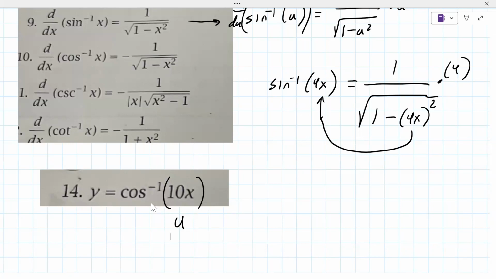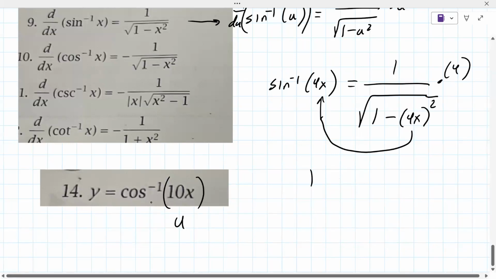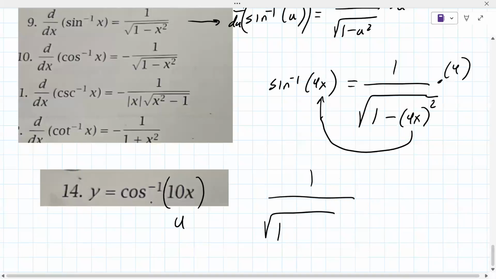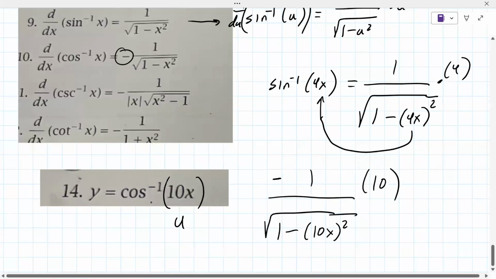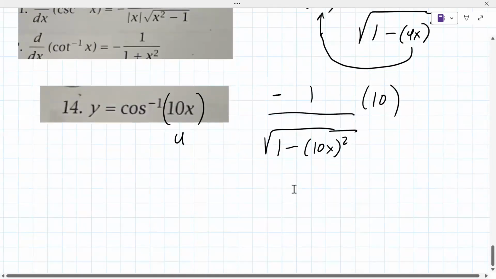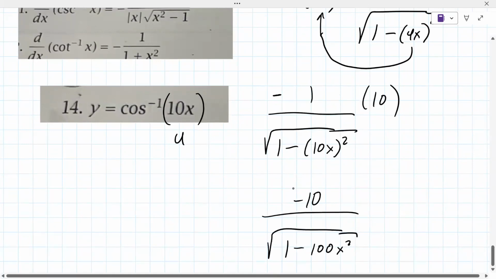Okay, I get 1 over the square root of 1 minus 10x squared, times 10. You're missing the negative there, times 10. And that's just a small thing that could trip you up. I think you should simplify like that. I'm not super strict on stuff, but I think that's reasonable to simplify.